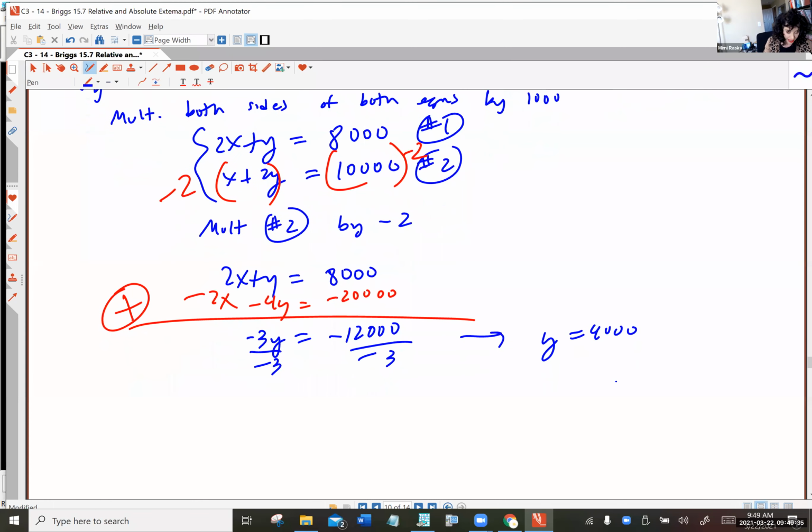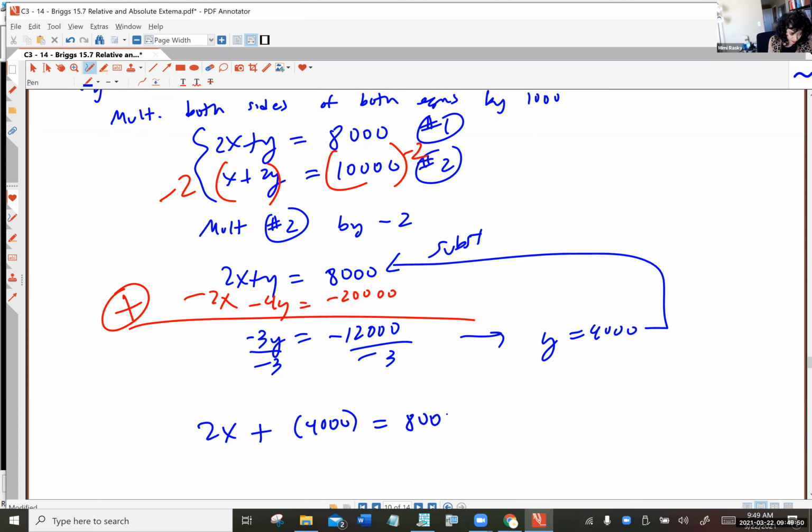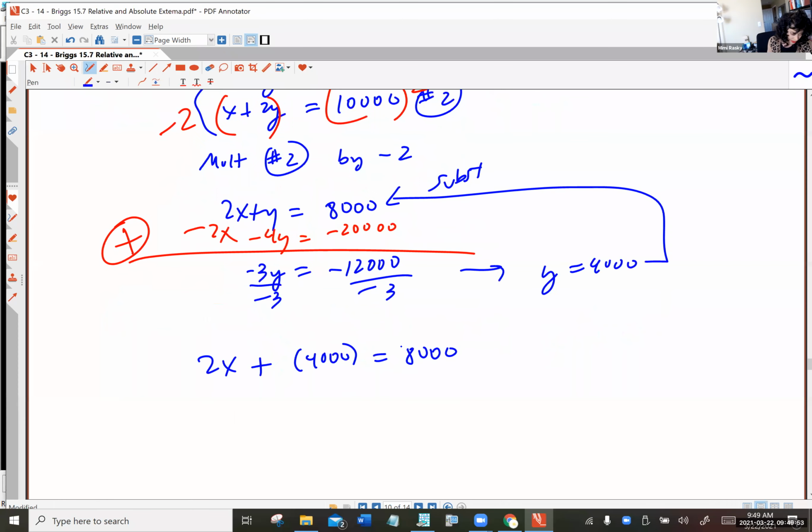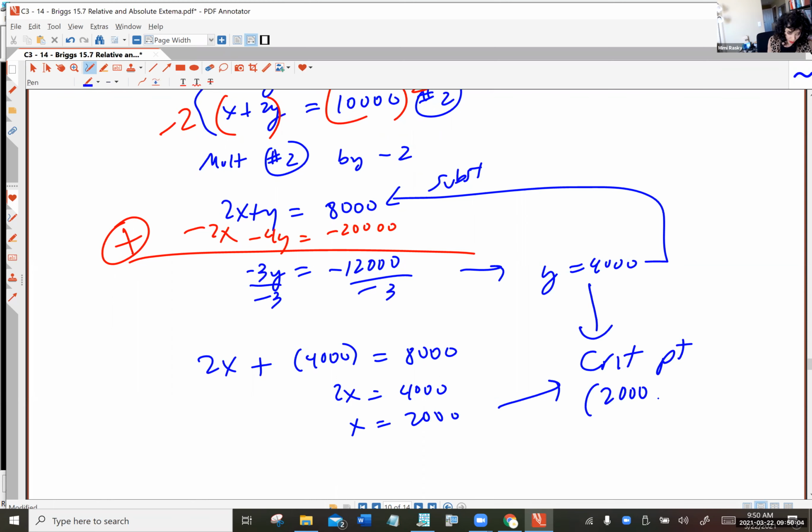Now, how do you get the x? Because remember, you got to have an ordered pair. So you can substitute this back into one of the original equations to help get the corresponding x coordinate. And so when you do that, and then subtract 4,000 from both sides, and then divide both sides by 2, I get x is equal to 2,000. So folks, the critical point is the ordered pair (2,000, 4,000).